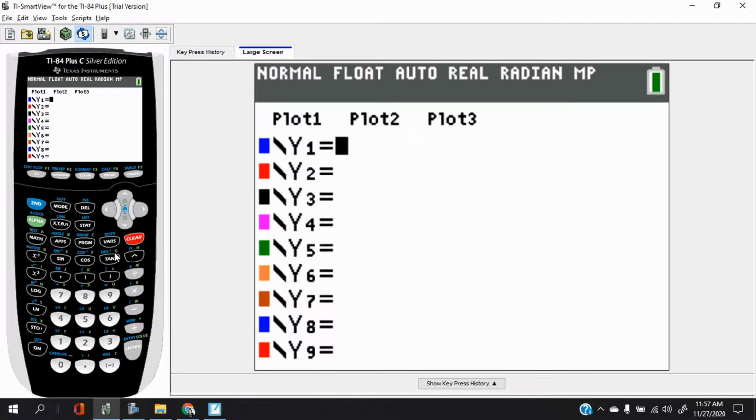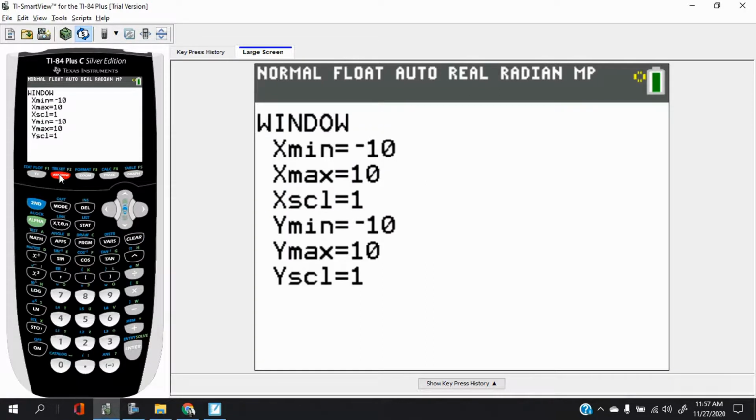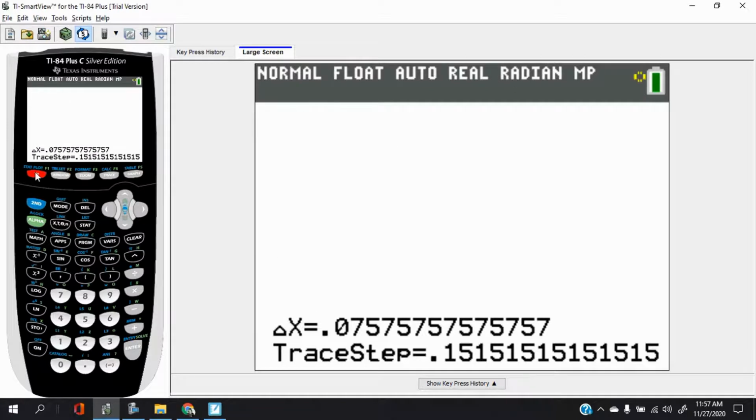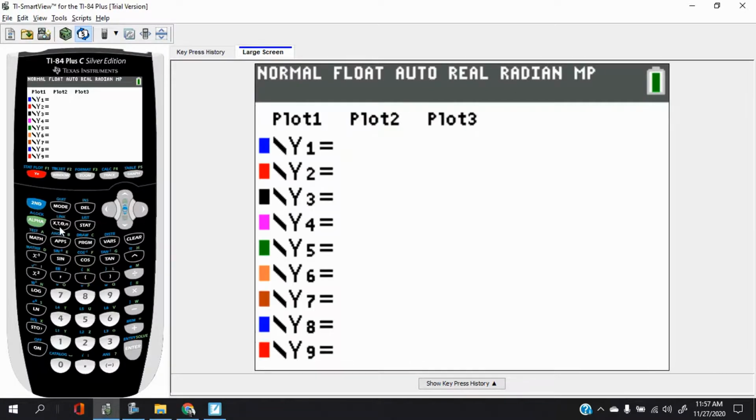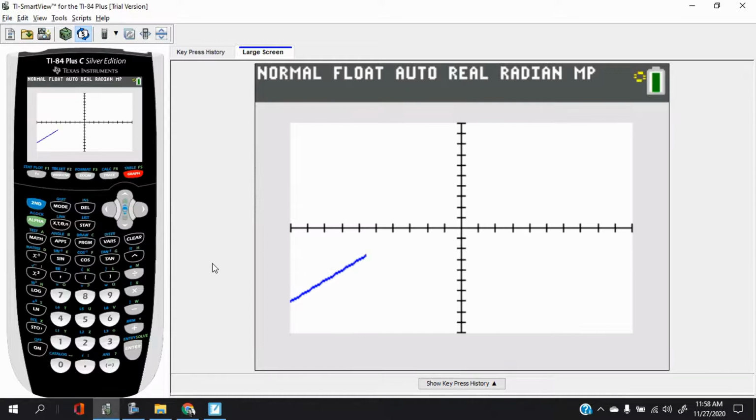Let's try y equals to... Oh, hold on. Let me look at my window first. I just want to double check my window. Yeah, my window's good. Okay, so let's try x plus 3. Okay, that's it. Nothing crazy, right? Now, we can go to graph. So we have our line, right?